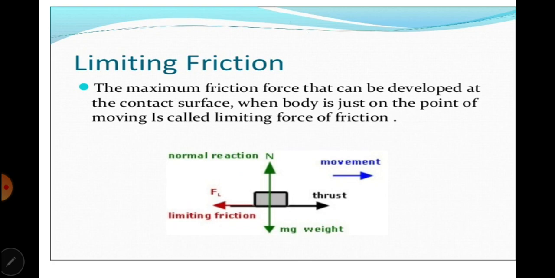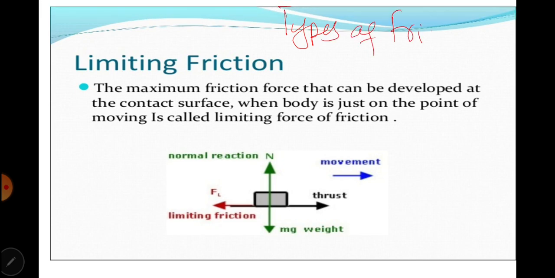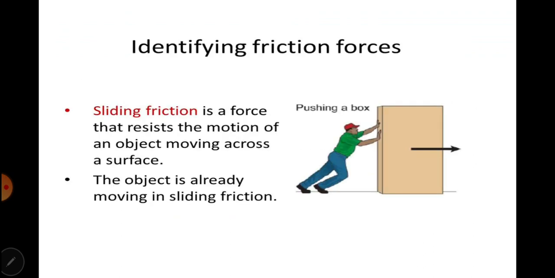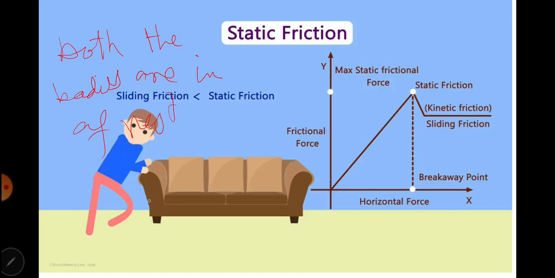Now, types of friction. First, I will explain static friction. Static friction is the force of friction when both the bodies are in a state of rest. He is pushing, but this body is in a state of rest.